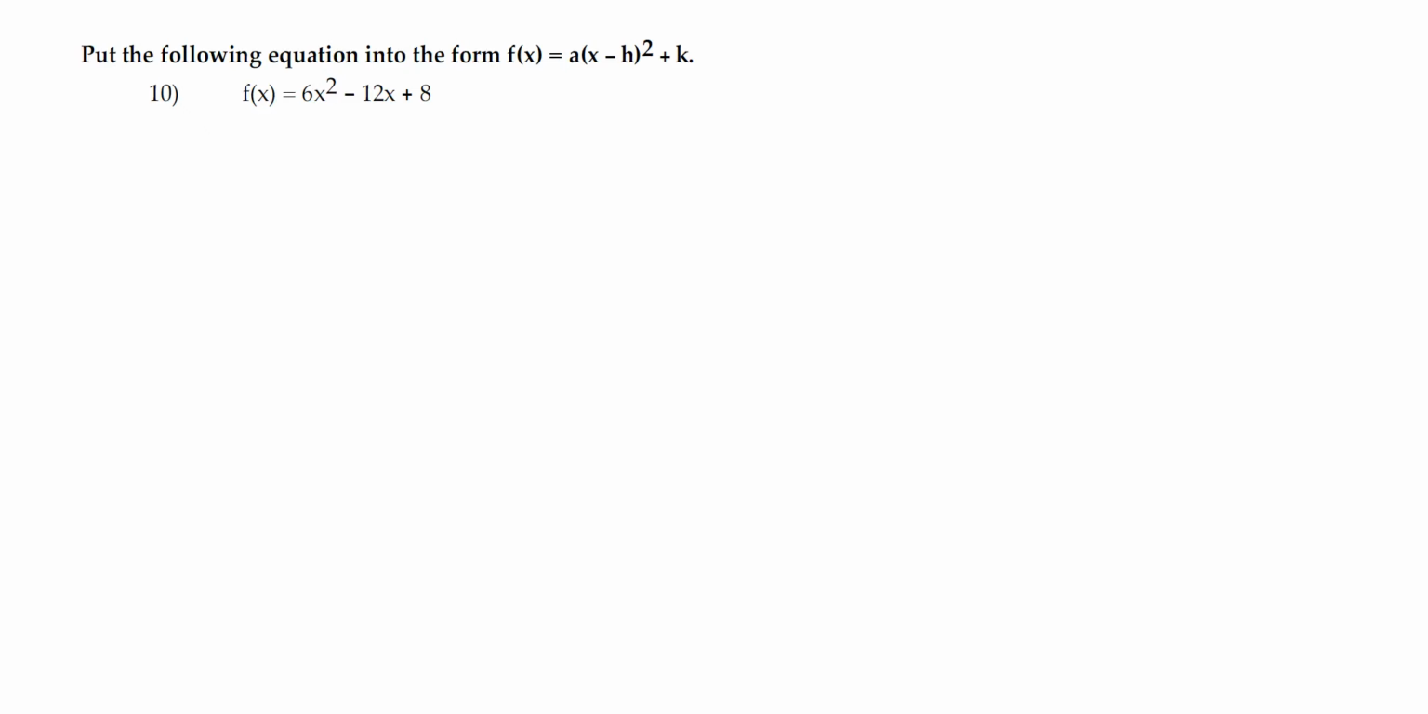Put the following equation into the form f of x equals a parentheses x minus h parentheses squared plus k. And we have f of x equals 6x squared minus 12x plus 8. This is general form for a quadratic function, and they're asking us to put it into standard form, or the vertex standard form of a quadratic function.